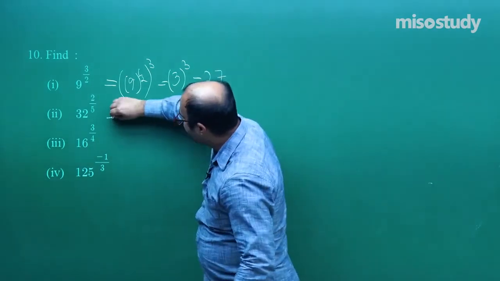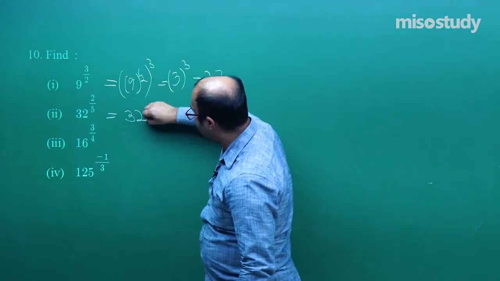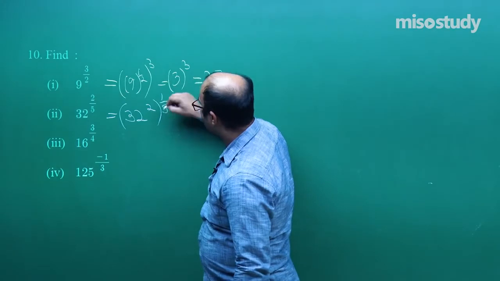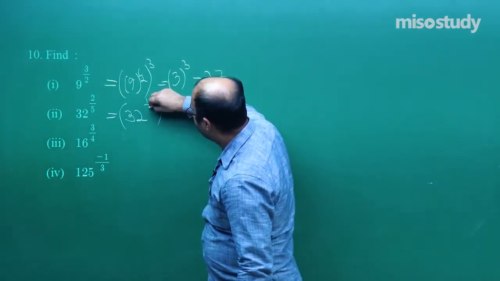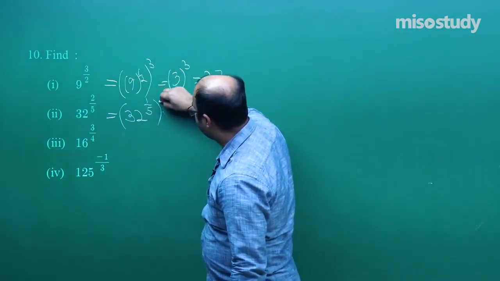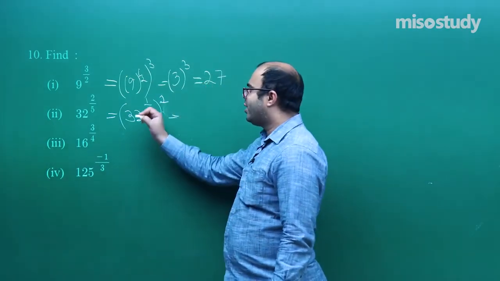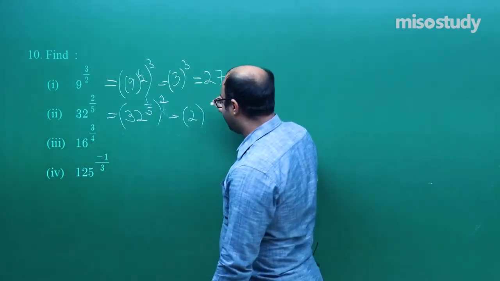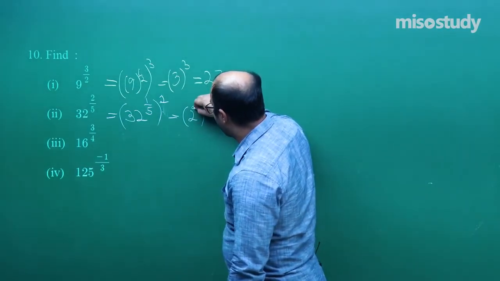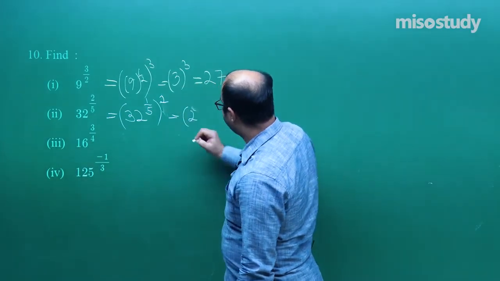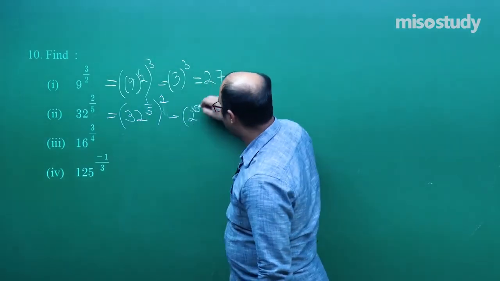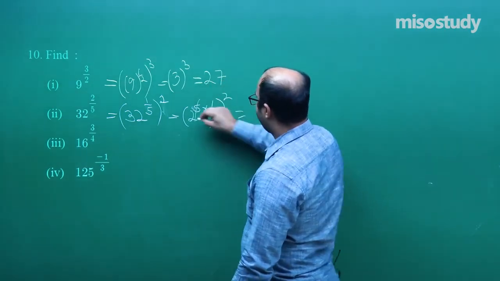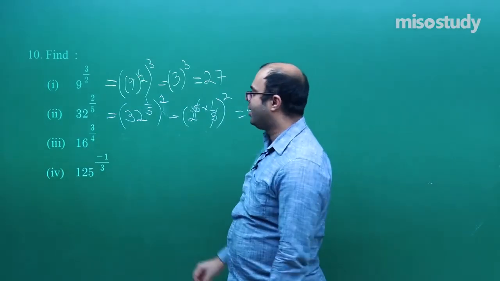What about 32 to the power 2 by 5? We can write it as 32 to the power 2 and the fifth root of that. Or we can also do the fifth root of 32 and square of that. Any one we can take first. So what is the fifth root of 32? That is 2, as 2 to the power 5 is 32. Or we can say 2 to the power 5 is 32, into 1 by 5, and whole square. So this 5 cancels and 2 square is going to be 4. This will be your answer.